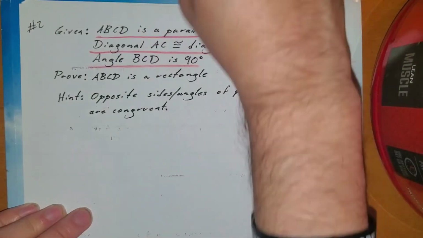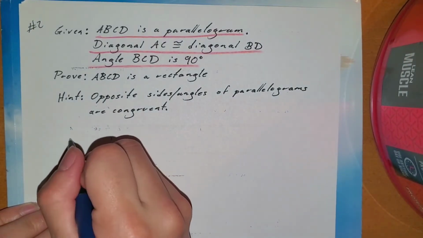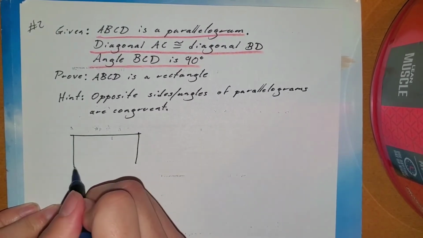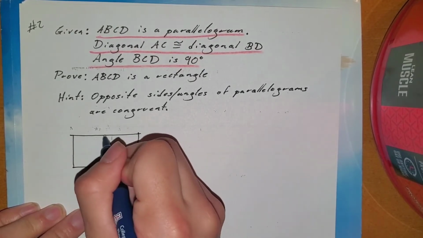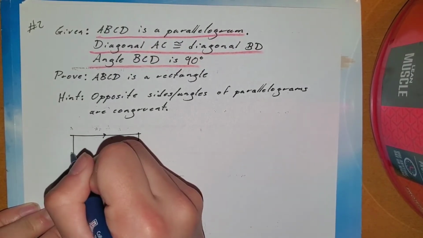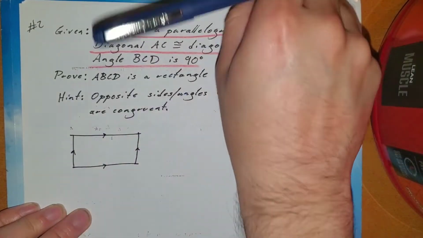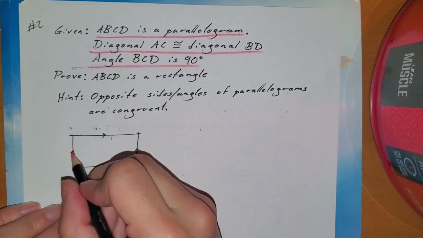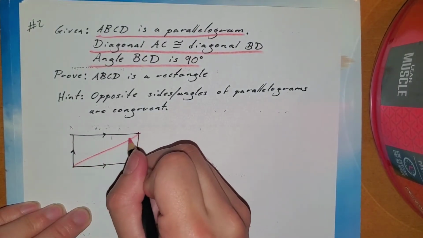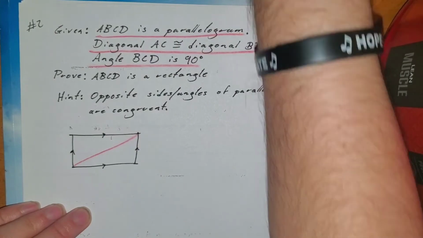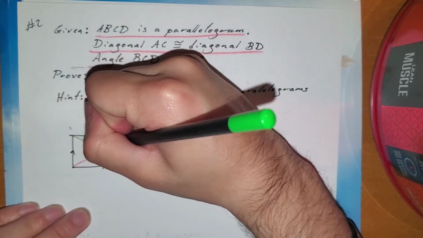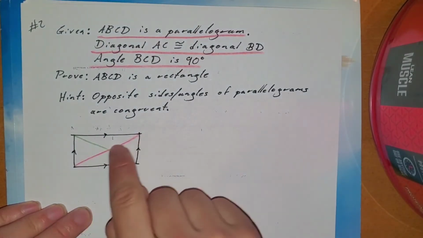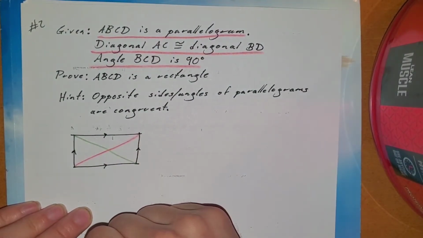Alright, so if I were to draw all of these things that are given, I would get a shape that looks something like this. A parallelogram, with diagonals that are congruent. Let me do this red diagonal and the green diagonal. So I know these diagonals, the red diagonal and the green diagonal, are congruent.